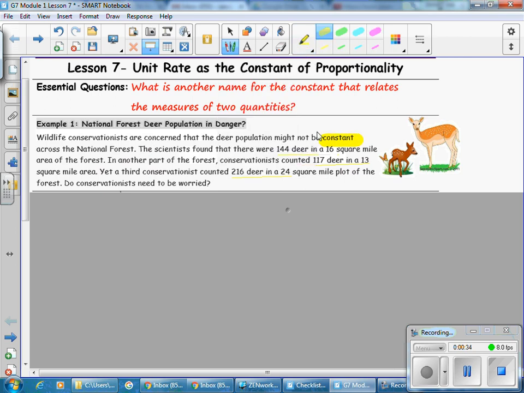The scientists found that there are 144 deer in a 16 square mile area in the forest. In another part of the forest, the conservation counted 117 deer in a 13 square mile area. Yet a third conservation counted 216 deer in a 24 square mile plot of the forest. Do the conservationists need to be worried?